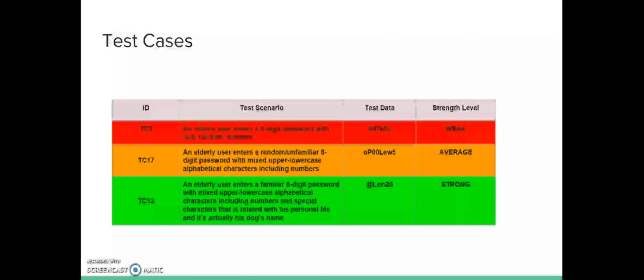In the final test case, an elder user sets a 6-digit password with mixed upper and lower case characters, including numbers and special characters. The password is related to the user and it's actually the user's dog name. This password satisfies all the criteria and it is very unlikely to be compromised. The strength level of this test case is strong.